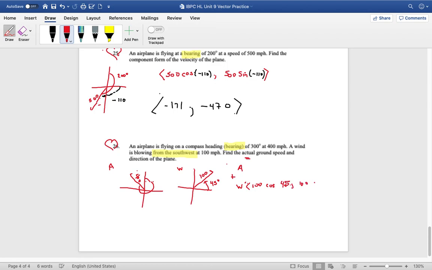And 100 sine 45. But what's the deal with the airplane? What do you have to do with the airplane? 400's no big deal. Cosine's no big deal. The 400's no big deal. And the sine's no big deal. But what angle do I have to put in there? Right? The angle, theta, right? 90 plus what?